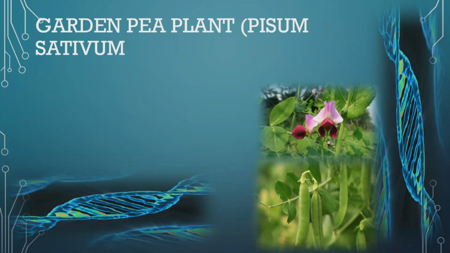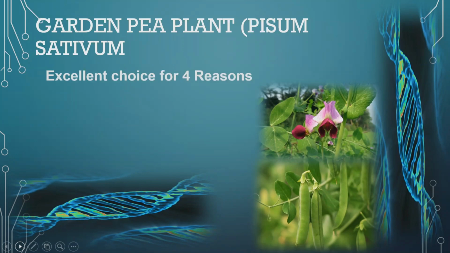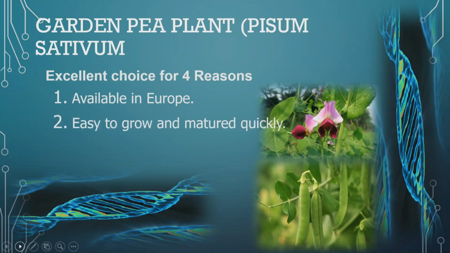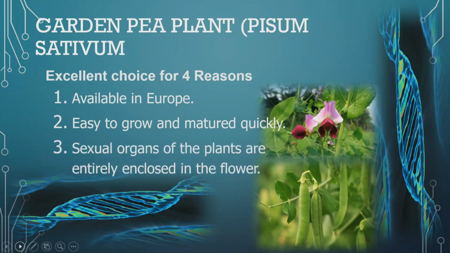This is the garden pea plant, Pisum sativum. Mendel had excellent reasons for choosing it. 1, it is available all throughout Europe. 2, it is easy to grow and matures quickly. 3, the sexual organs of the plants are entirely enclosed in the flower. This means that the pea plant self-pollinates, or fertilizes eggs with pollen from the same flower, which allowed Mendel to control the reproduction process of the pea plant. He introduced pollen from one flower to the pistil of another flower, cross-pollinating between plants to perform his experiments. Finally, different varieties of the common pea had different traits that could be observed from one generation to the next.